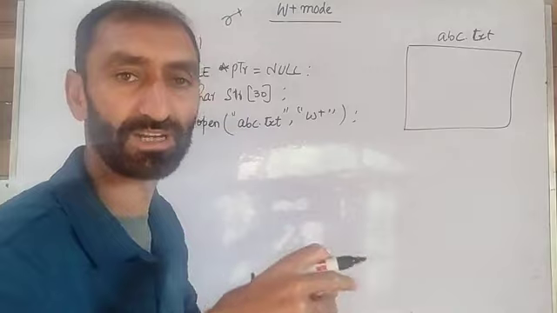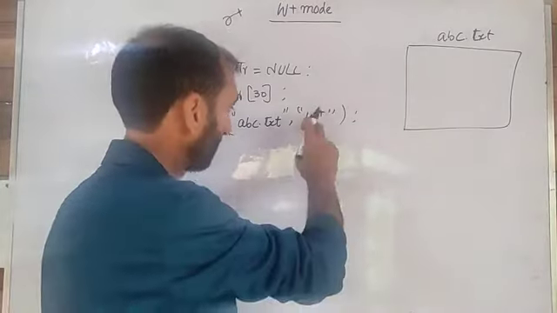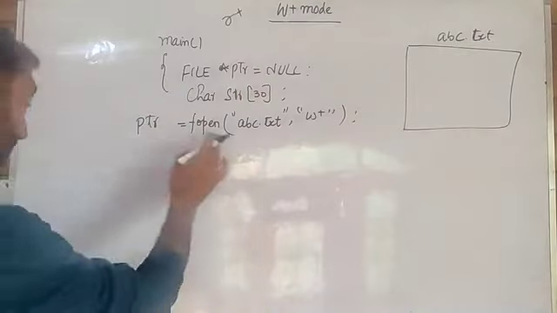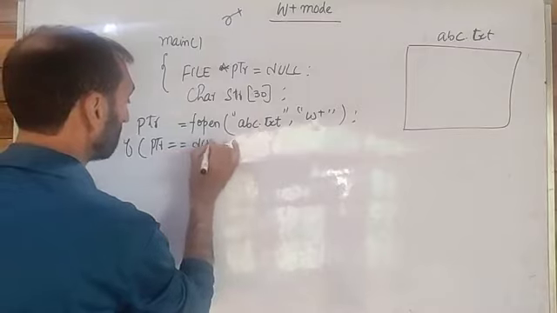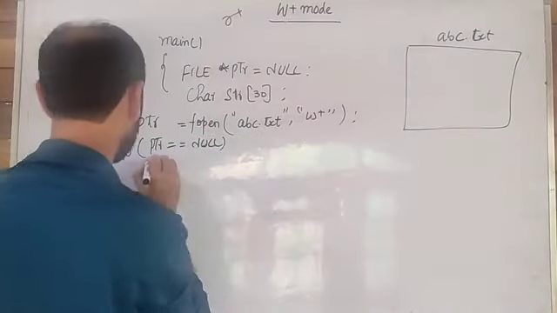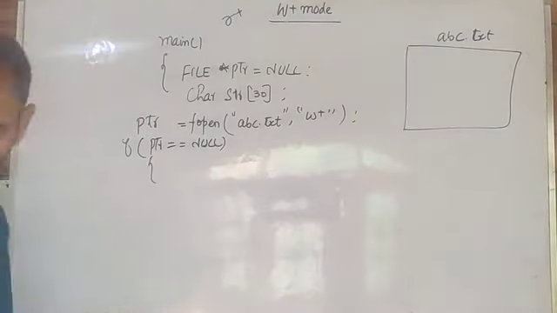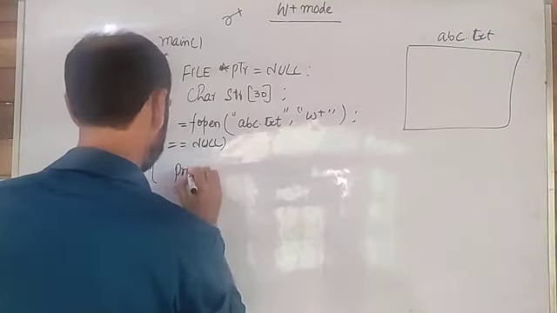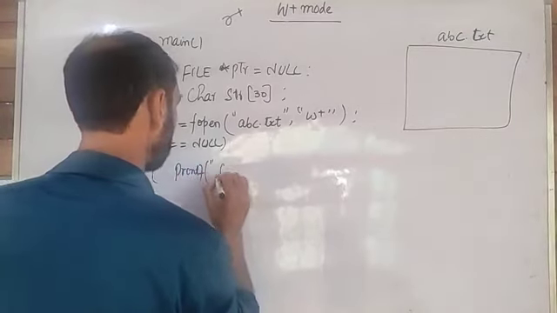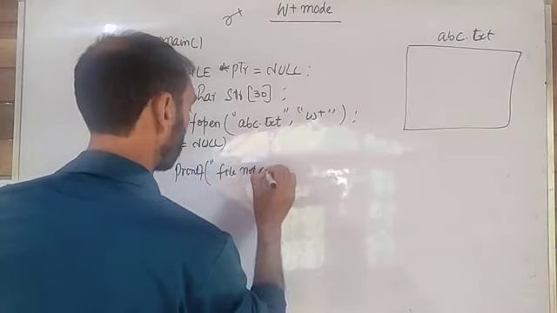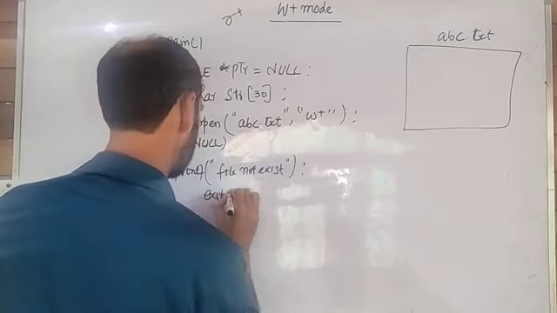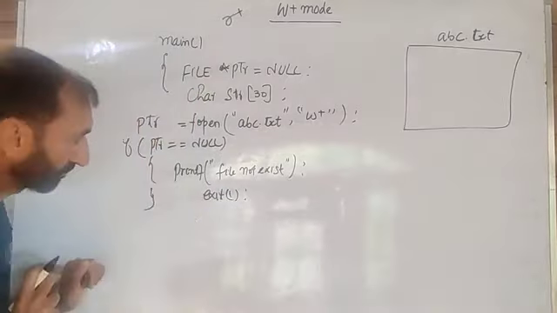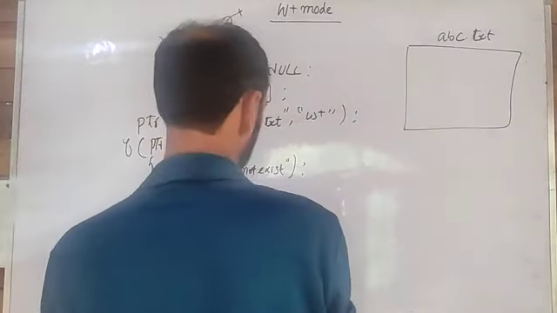But we can also read the contents of the file if we open the file in W+ mode as well. First of all, we will check if ptr equal to null. We will check whether file exists or not. If ptr equal to null, then we must generate a message, printf file does not exist, and exit one. That's it.